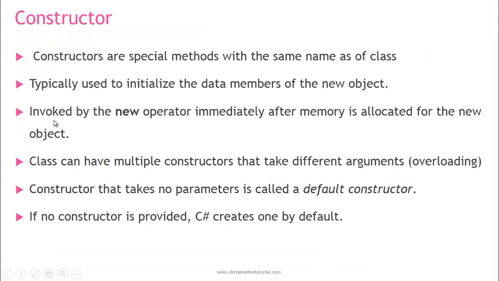So now how to call this constructor? Constructor will automatically get invoked whenever we will create object using new keyword. Your class can have multiple constructors. As we have seen, we have two constructors in our employee class. The constructor that takes no parameter is called default constructor, and if you will not provide any constructor, C# compiler will create one default constructor by itself.